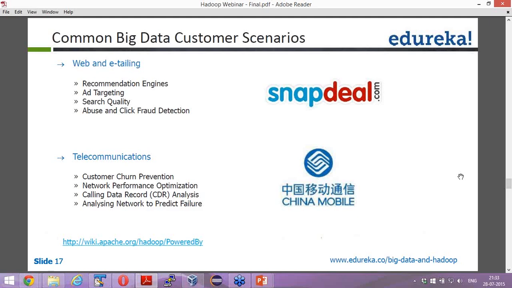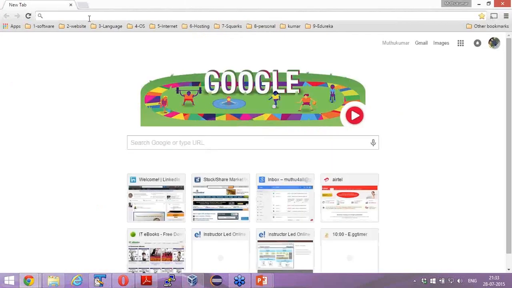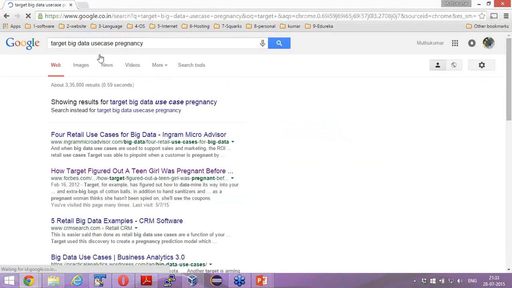You might have heard about Target. It's a retail store we have in the US. You can search for Target and big data pregnancy; it came in the magazine Forbes in 2012. What happened? They were analyzing all the weblogs, the transaction information, and the web history, and they were using machine learning to identify what product to suggest to a person based on the browsing pattern.